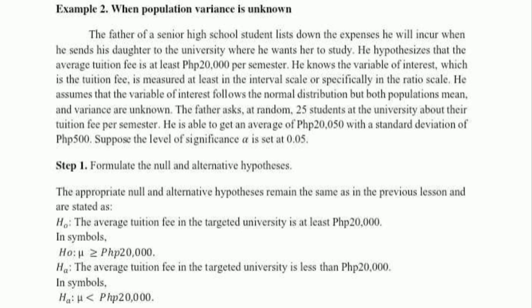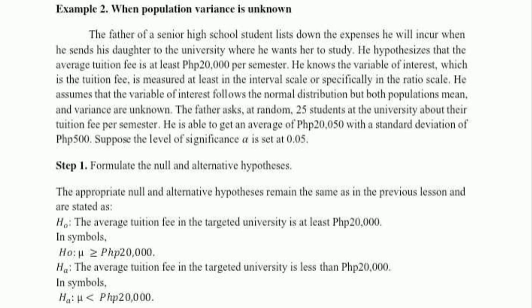The father asks at random 25 students at the university about their tuition fee per semester. He is able to get an average of 20,050 pesos with a standard deviation of 500 pesos. Suppose the level of significance is set at 0.05.